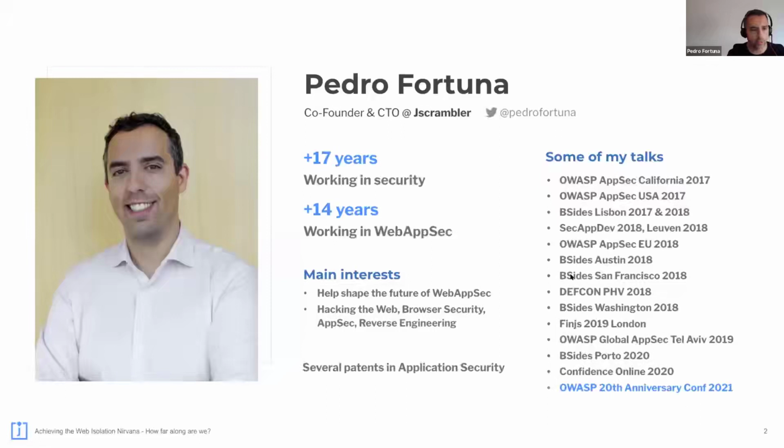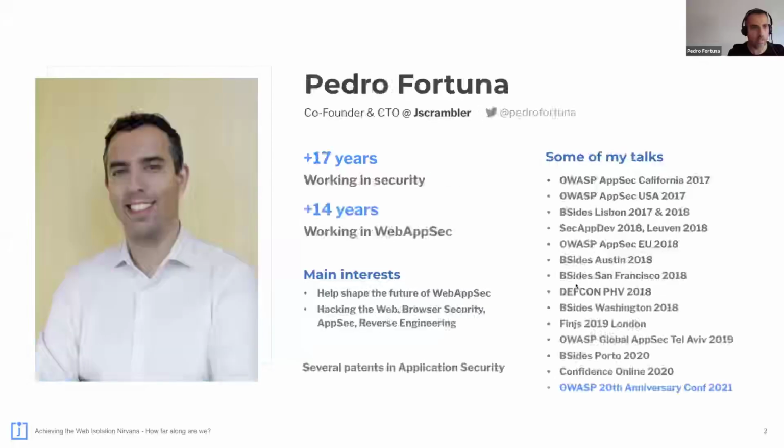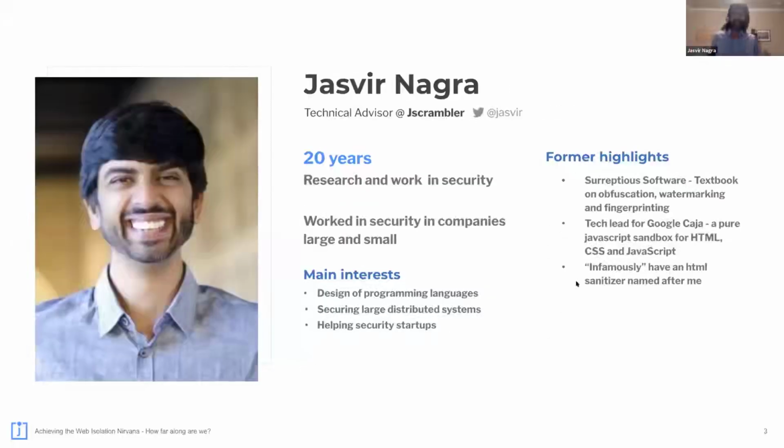So my name is Pedro Fortuna. I'm founder and CTO at JScrambler, and I've basically been working in security for as long as I can remember. I guess I'm Jazz. That was a wonderful readout of the bio. Had I known, I would have inserted more silly things in there. I've been working in security for as long as Pedro has known, I guess.